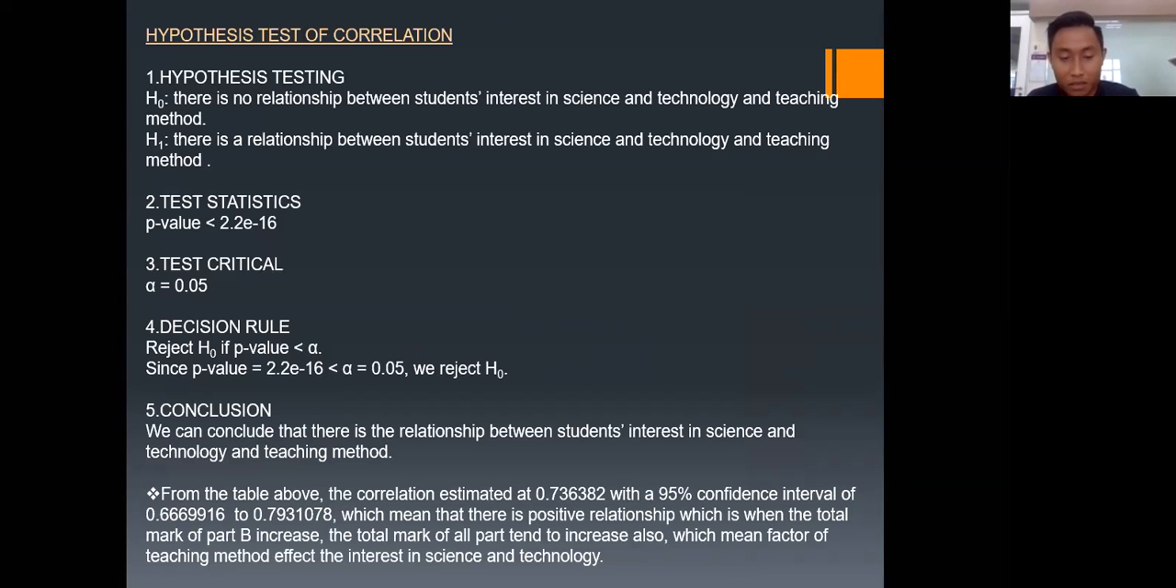From the table above, the correlation estimate is 0.736382 with a 95% confidence interval of 0.6669916 to 0.79311078, which means that there is a positive relationship, which is when the total mark of B increases, the total mark of all parts tends to increase also, which means the factor of teaching method affects the interest in science and technology.